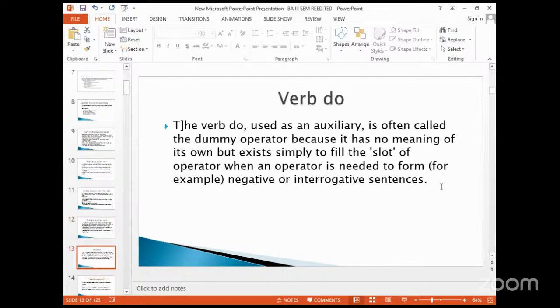So the verb do used as an auxiliary is often called the dummy operator because it has no meaning of its own but exists simply to fill the slot of operator when an operator is needed to form a negative or interrogative sentence.